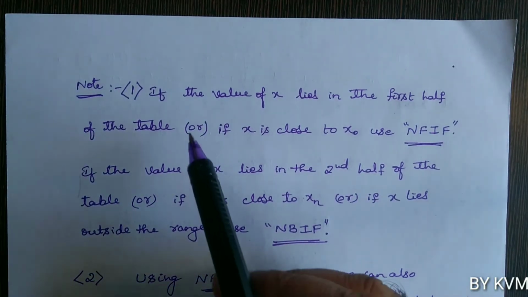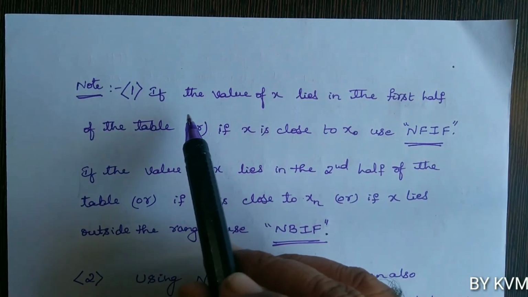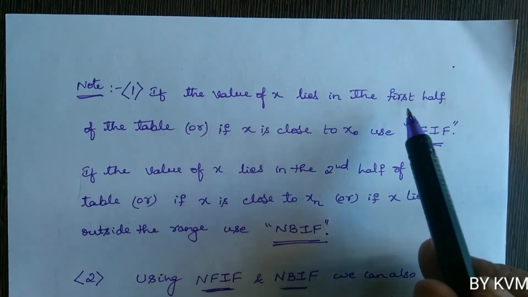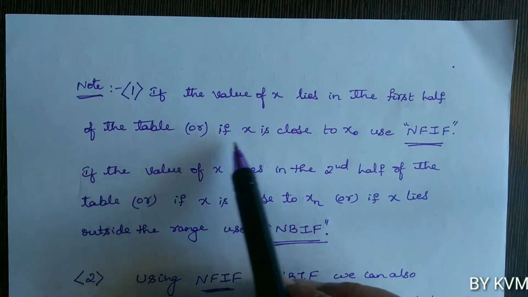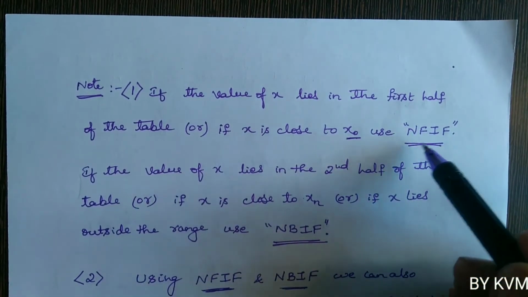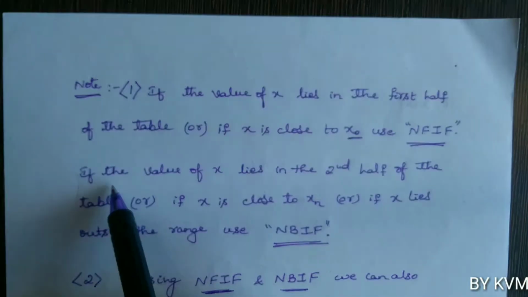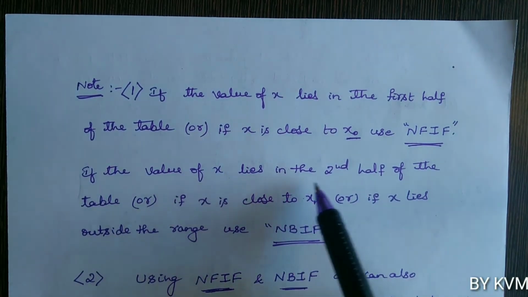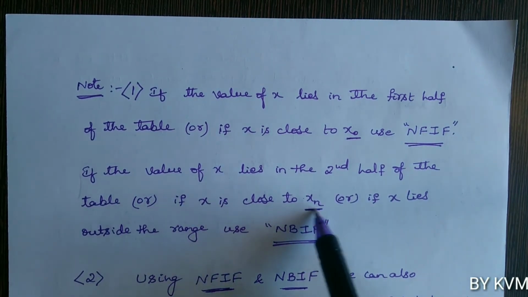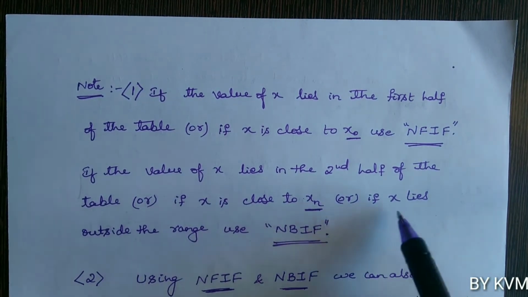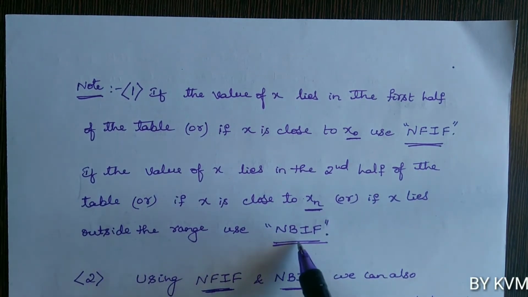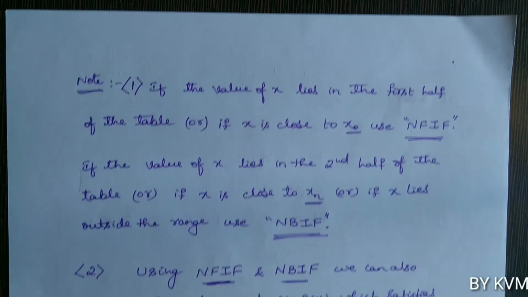Now there are important points to remember. These points are very important to solve the problems. If the value of x lies in the first half of the table, or if x is close to x naught, that is the first value of x, we have to use Newton's forward interpolation formula. And if the value of x lies in the second half of the table, or if x is close to xn, xn means the last value of x, or if x lies outside the given range, we have to use Newton's backward interpolation formula.